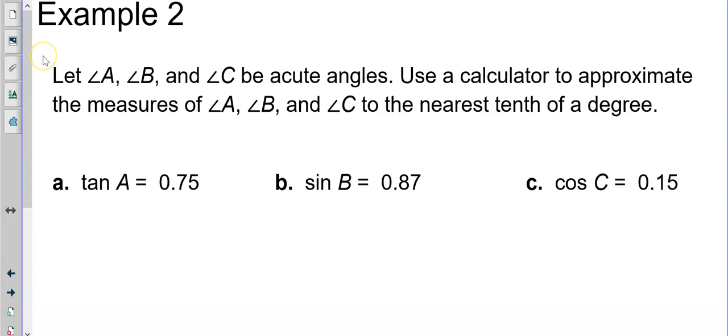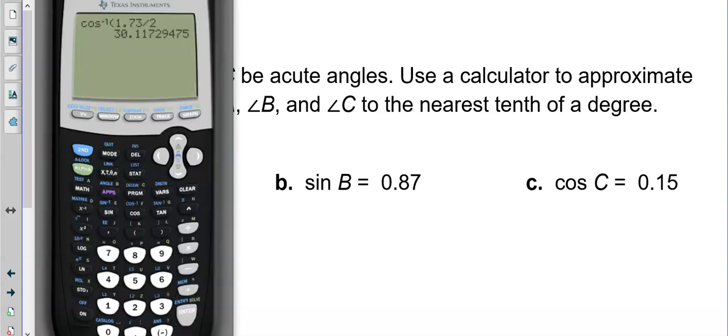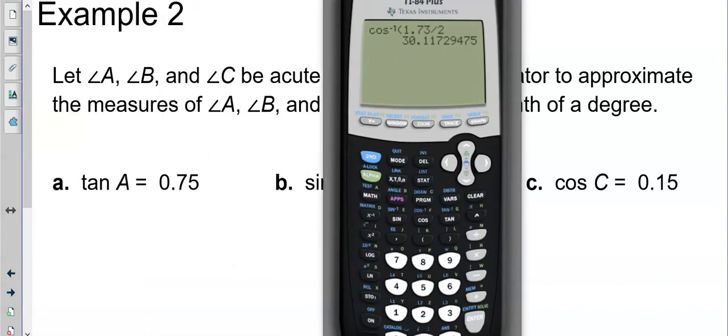So let A, B, and C be acute angles. Use a calculator to approximate the measure of A, B, and C to the nearest tenth of a degree. So all we're doing here is typing in the calculator. It's straight calculator work. So we're trying to find this angle here. We're going to hit second tangent and just type in 0.75.